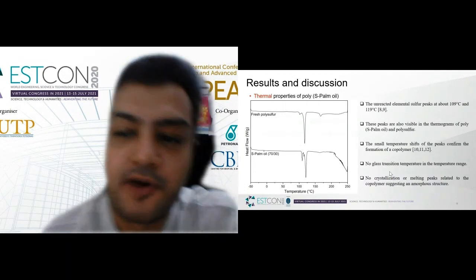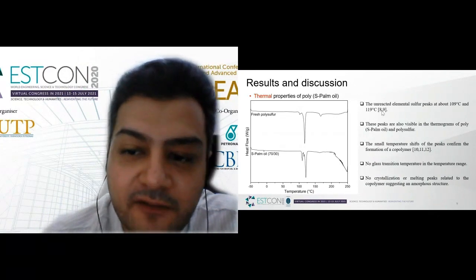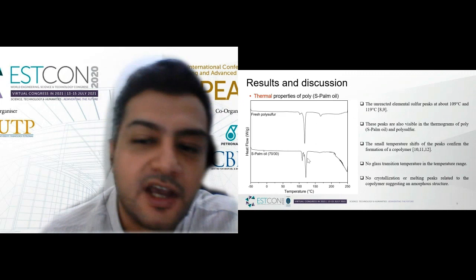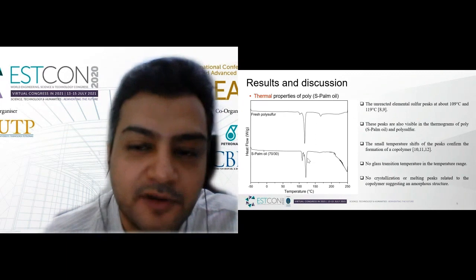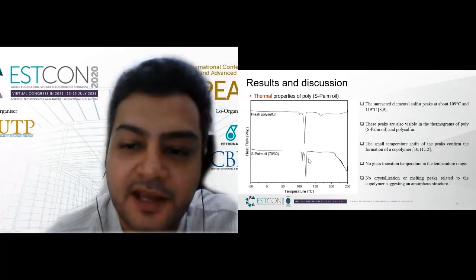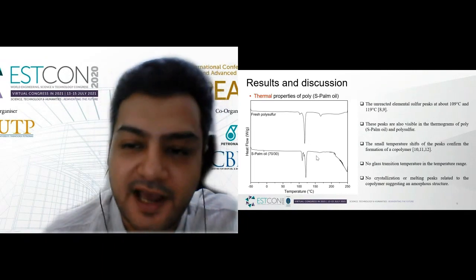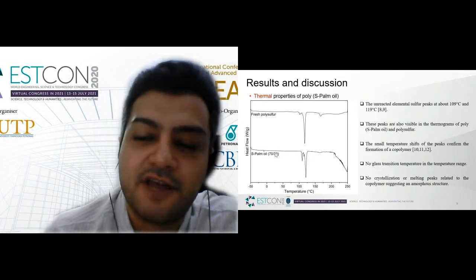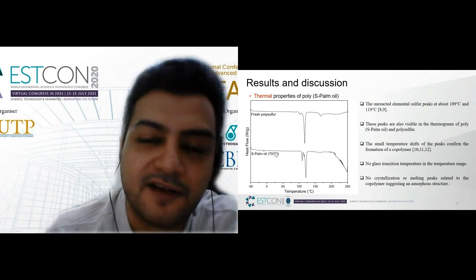As for the thermal properties, according to literature, the unreacted elemental sulfur peaks are at 109 and 119. But here, in the case of fresh polysulfur and poly-S palm oil 70-30, we can also see these peaks, which indicates that some of the sulfur has not reacted into the polymer structure, or reacted and depolymerized after some time. But the small temperature shift of the peaks confirms that a copolymer has formed. We can also see no glass transition temperature in the temperature range because the polymers are very rubbery at room temperature, so we guess that the Tg might be below minus 50 degrees Celsius.